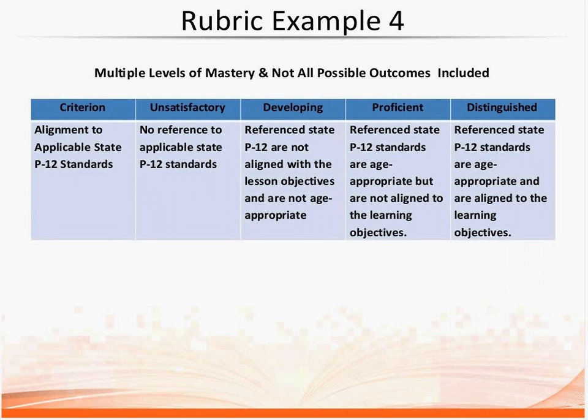This is yet another example of how multiple levels of mastery can result in problems. Not only does proficient obviously fall short of what should be expected at program completion, but this rubric does not include all possible outcomes. What if the P-12 standards are aligned to the learning objectives but are not age appropriate?